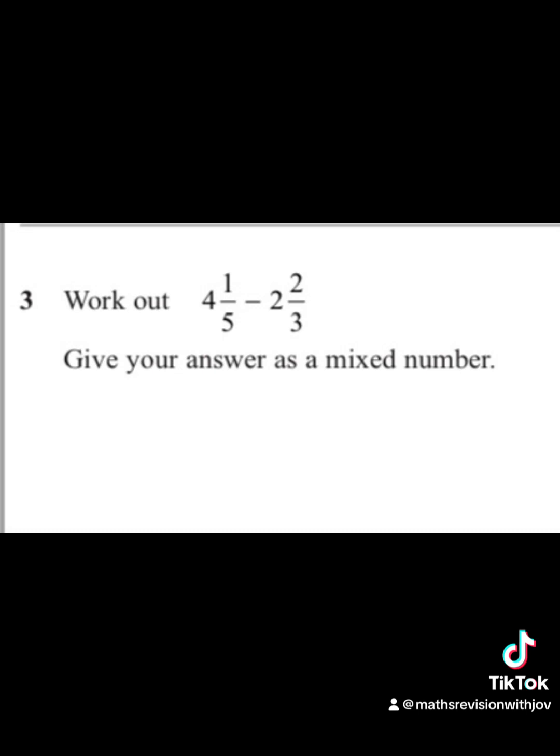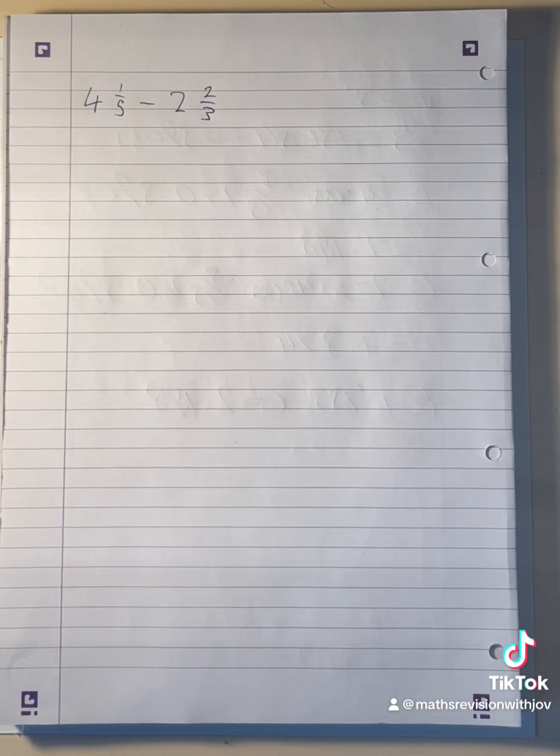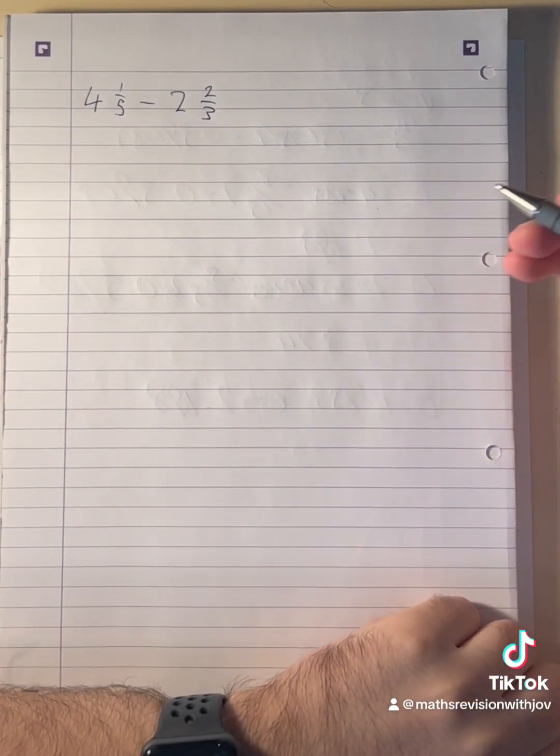Today we'll be looking at this workout question. It says work out the difference 4 1/5 minus 2 2/3, and it wants the answer as a mixed number. So the question is effectively asking us to evaluate 4 1/5 minus 2 2/3.